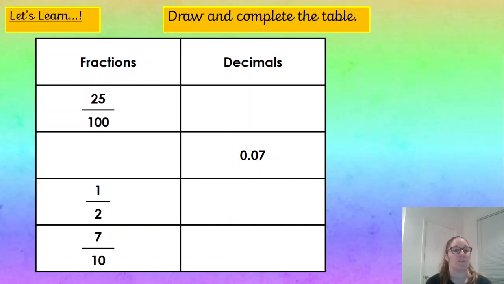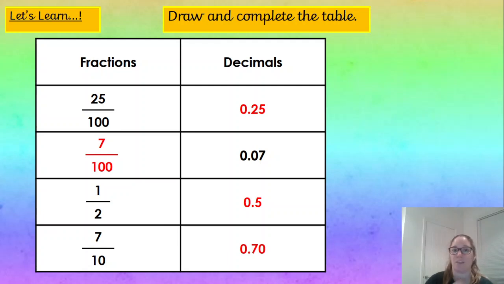Okay, so you've got the fractions down the left hand side, and then you've got the decimals. So you need to write this fraction and what it is as a decimal. Then this time you've got the decimal but you haven't got the fraction, and you can do these ones here. Okay, so pause the video, take your time while you do that, and come back when you're ready to move on.